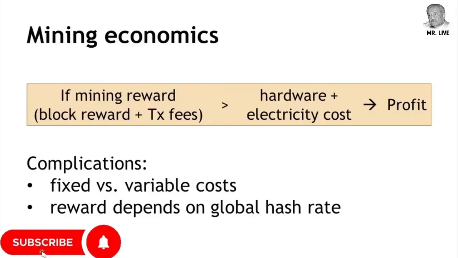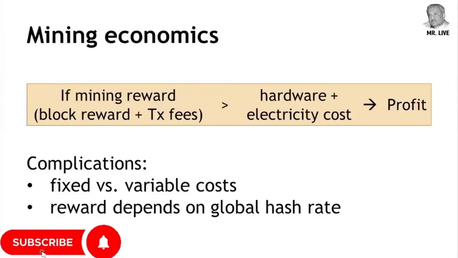But there are some complications to this simple equation. The first is that, as you may have noticed, the hardware cost is a fixed cost. It's an upfront cost, whereas the electricity cost is a variable cost that is incurred over time. Another complication is that, remember, the reward that the miner gets depends upon the rate at which they find blocks, which depends not just on the power of their hardware, but more accurately on the ratio of the power of their hardware as a fraction of the total global hash rate. So that makes it more complicated as well.